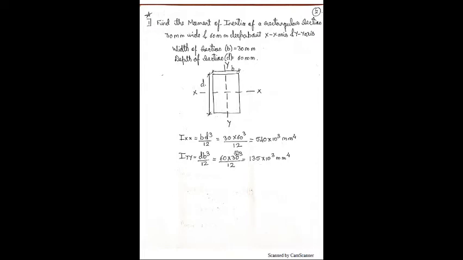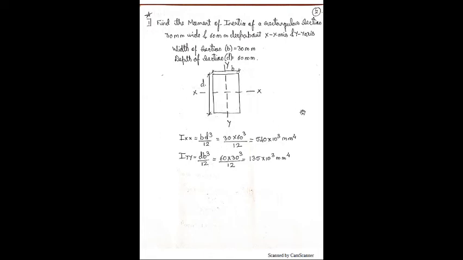So remember, though it is a rectangular section, the moment of inertia about the two axes is different. If you look at beam members in construction, they are placed in this way only. The reason is that about the x-axis the moment of inertia is greater, and about the y-axis it is lesser. Hence the beams are always placed with the depth in this direction, not in the other direction. So this is how we find the moment of inertia about the x and y axes.